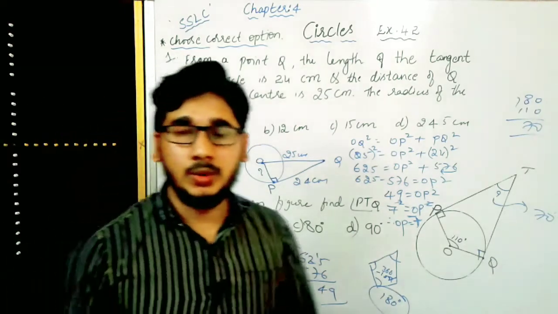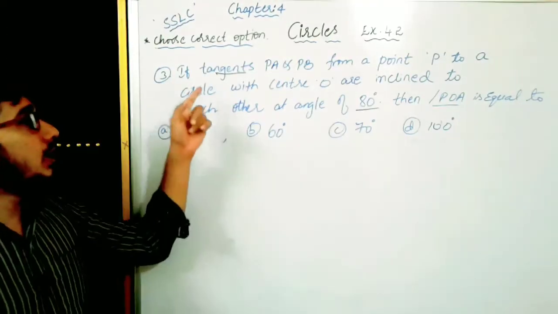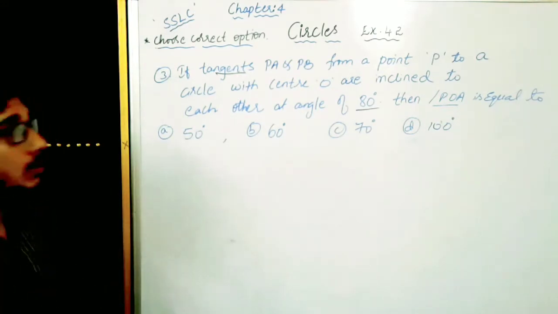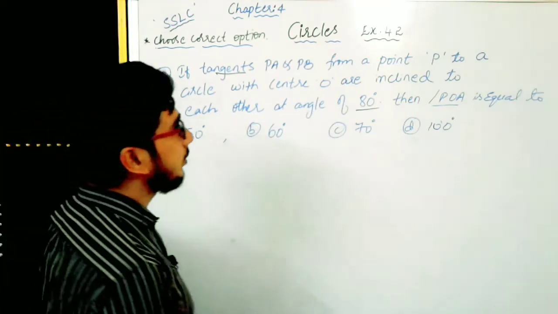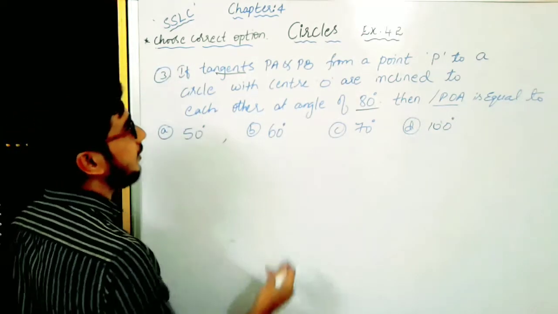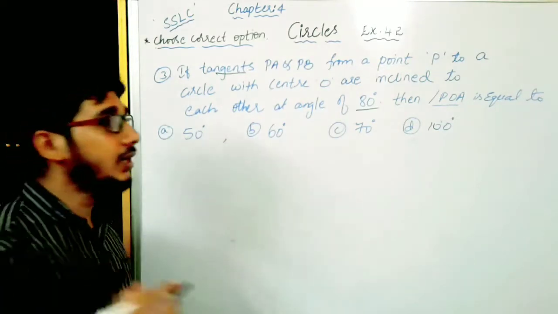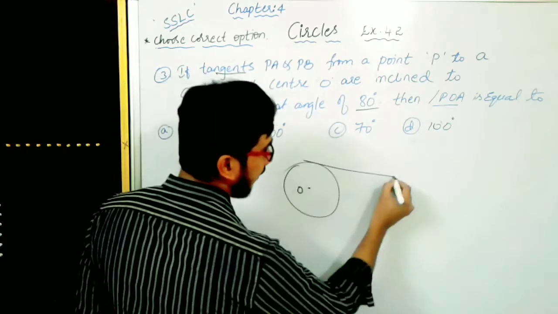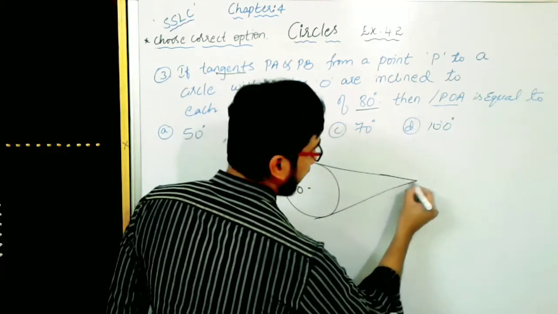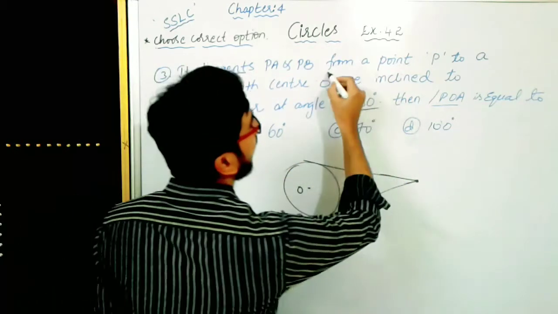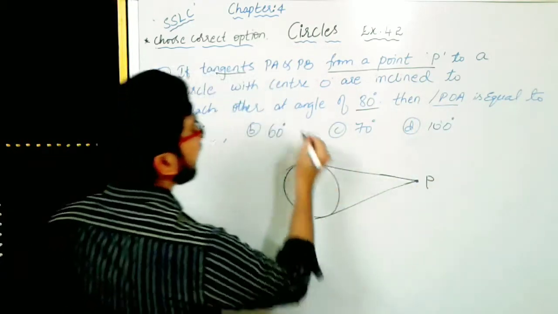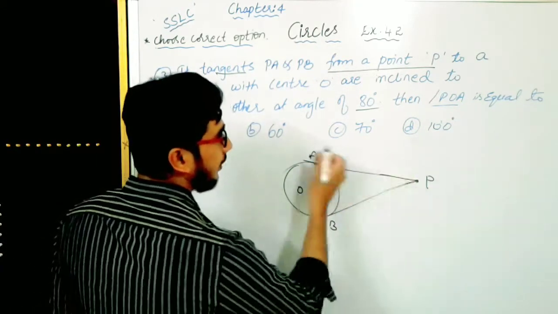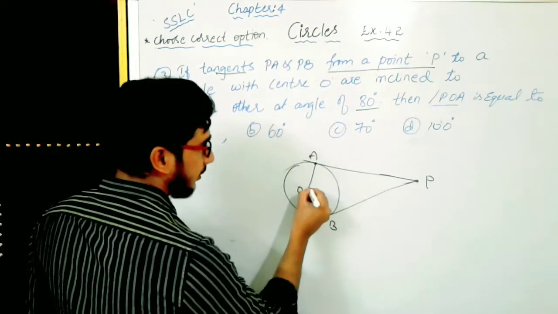We'll go for problem number 3. Question number 3: if tangents PA and PB from a point P to a circle with center O are inclined to each other at an angle of 80 degrees. See, the tangents are given, PA and PB. Suppose this is a circle, this is the midpoint O. These are the tangents from a point P, keep it as A and B. It will become PA and PB, the tangents, and this is the radius.